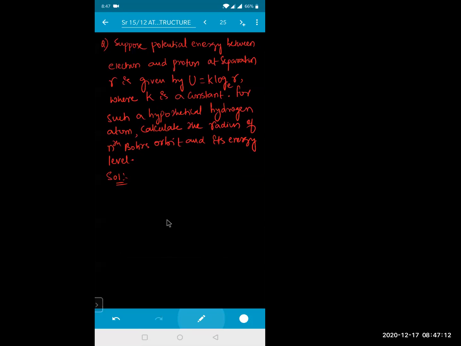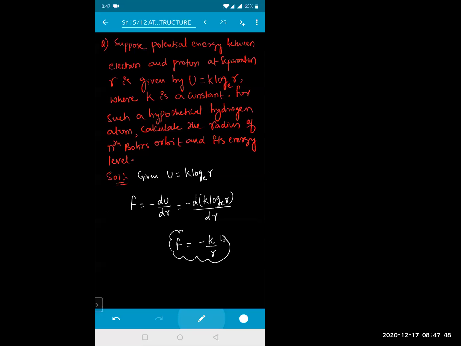ఫోర్స్ ఎంత వస్తుంది చెప్పండి ఎవరన్నా? Given U is equal to k into log e of r. So force will be equal to how much, beta? Minus of dU divided by dr. ఎంత వచ్చిందన్న? This is minus 1/r వస్తుంది సార్. Minus k by r, sir. So this will be equal to how much for me? Minus of k by r. వచ్చింది అందరికి. ఇది F. So F is equal to minus of k by r.